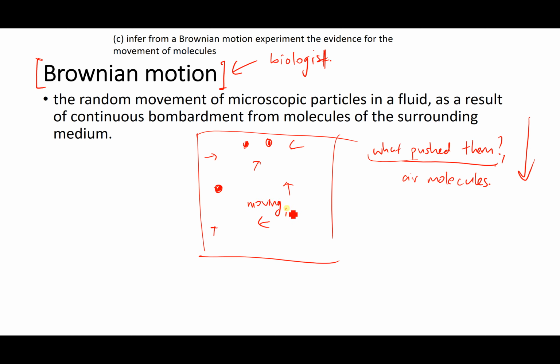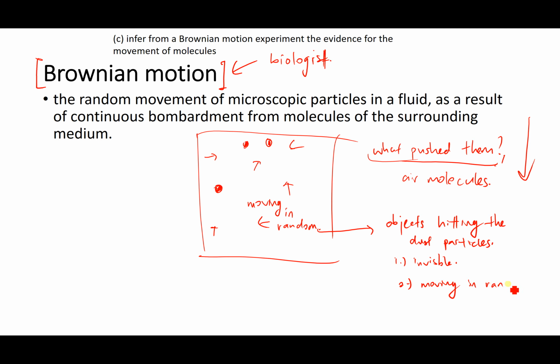We can only conclude one thing: that the objects hitting the dust particle or the smoke particles are firstly invisible, and secondly moving in random directions.